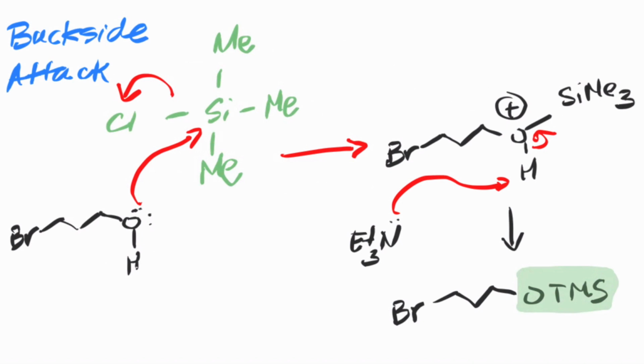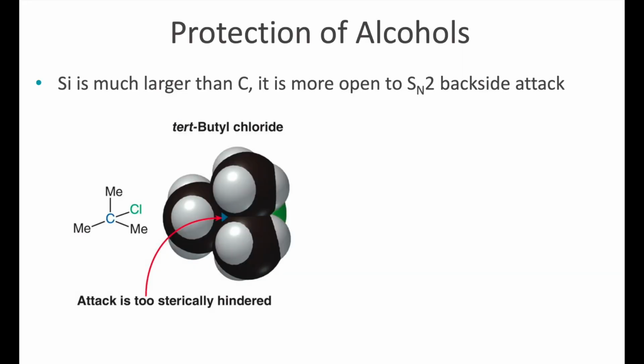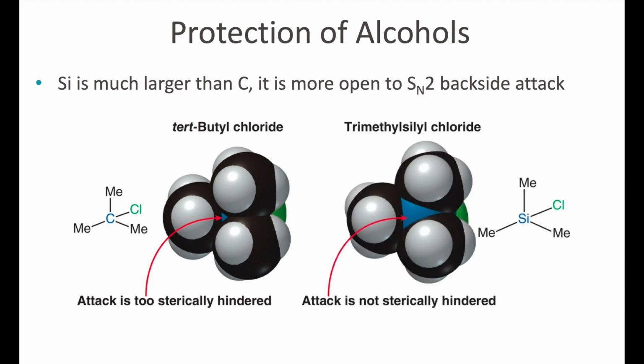That's very similar to an SN2 backside attack of a tert-butyl group, which, if you would recall, is not possible. That region is too crowded, is sterically hindered. However, if you replace that central carbon atom with a silicon atom, it is actually possible. And the reason for that is because the silicon atom is much larger.